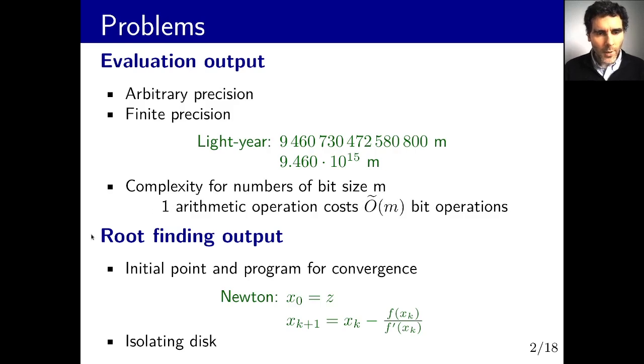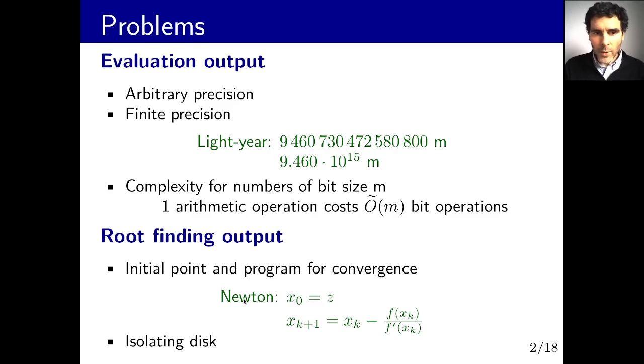For the problem of root finding, we will also need a representation for the output. Of course, we cannot represent exactly an algebraic number in the complex field, but we can do the following. We can represent the solution with an approximate solution, and with a program that will converge towards a solution with as many digits as we want. A classical method for that is Newton. Given an initial point z, if we apply this recurrence, we know that if the initial point is close enough to a root, this recurrence will converge towards the roots of our polynomial.